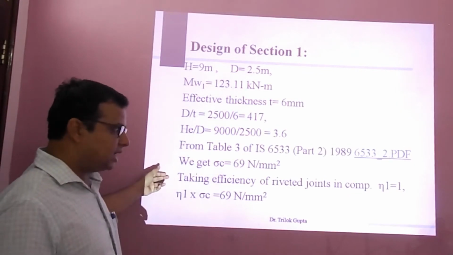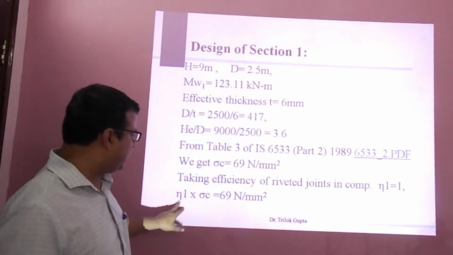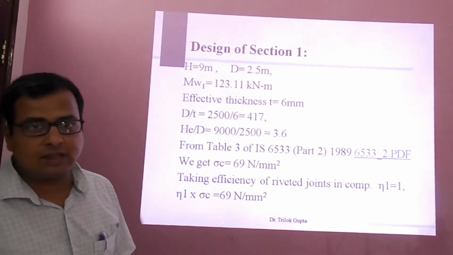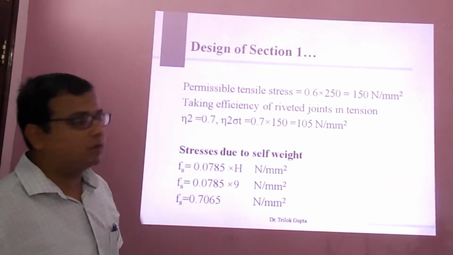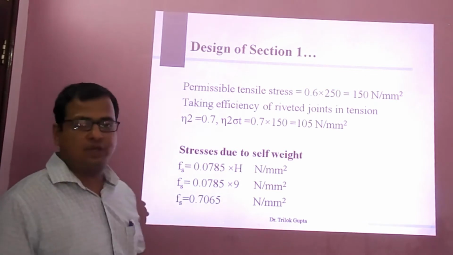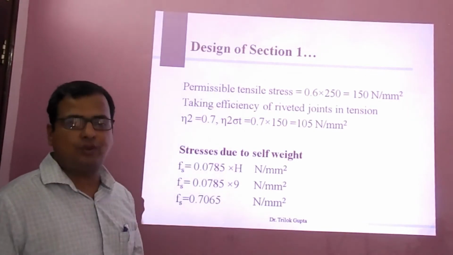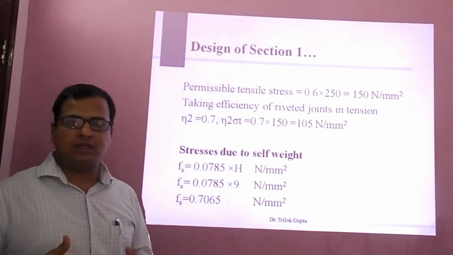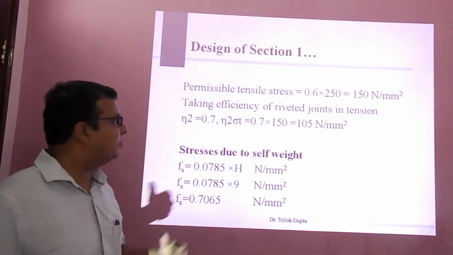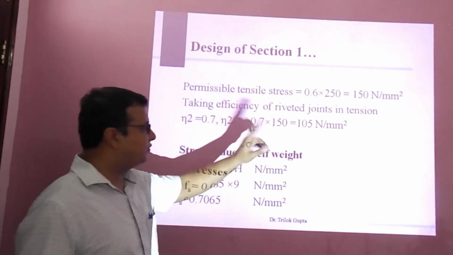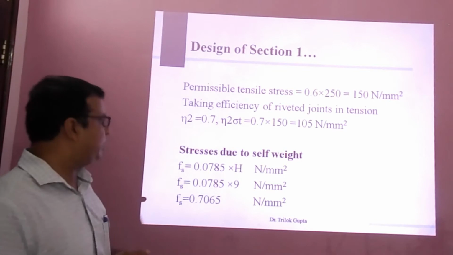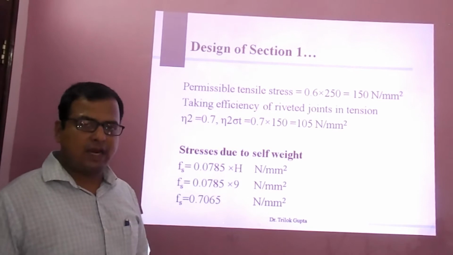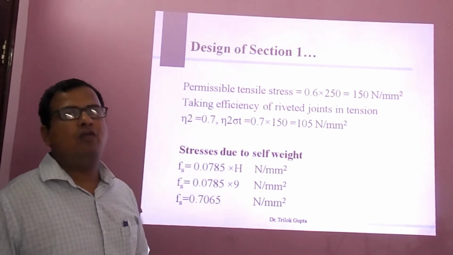So let N1 is 1 and we will multiply N1 1 into 69, so that will be 69 Newton per mm square, that is the permissible compressive stresses for section 1, and for the tension we will multiply 0.6 into 250, the yield stresses, 150 Newton per mm square, but we will take the efficiency of joints in tension as 70%, we will multiply 0.7 into 150, so that will be 105 Newton per mm square. Now we will calculate 3 types of stresses. First self weight, second one is the weight of lining, third one is the wind forces.